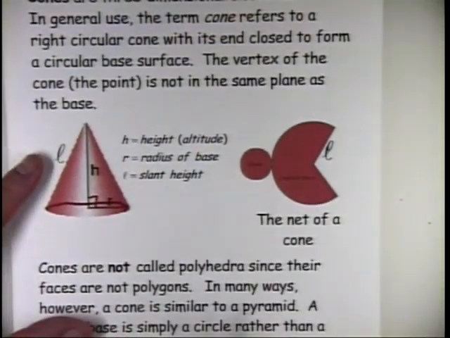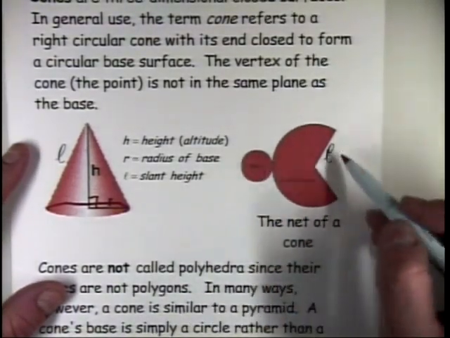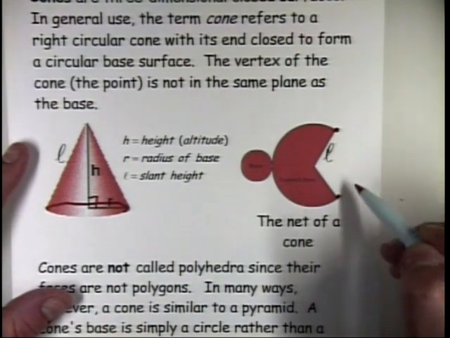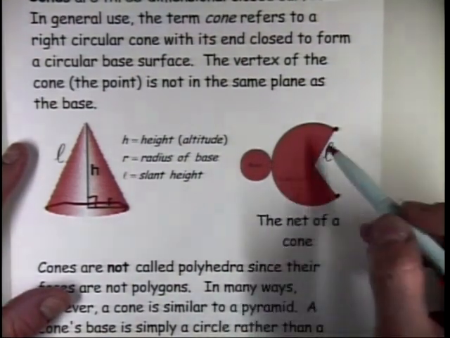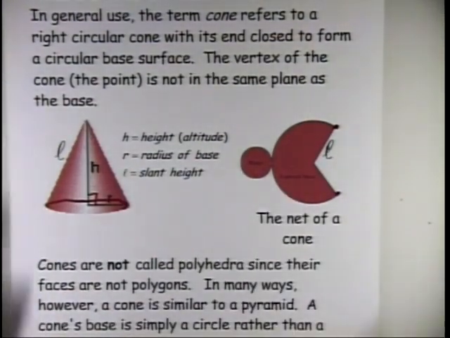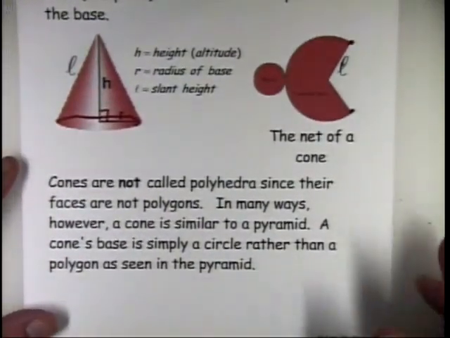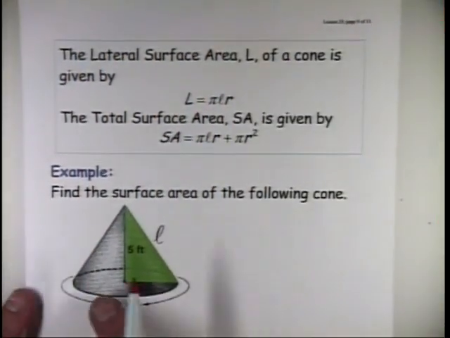Here's what the net would look like. If we unfold this thing, the base is going to be circular, and if we undo these two edges that were previously together and lay it flat, it would kind of look like a red Pac-Man, which is just a portion of the area of a circle. Okay, so that would be what the net of a cone looks like. All right, let's look at an example. We want to find the surface area of the following cone.